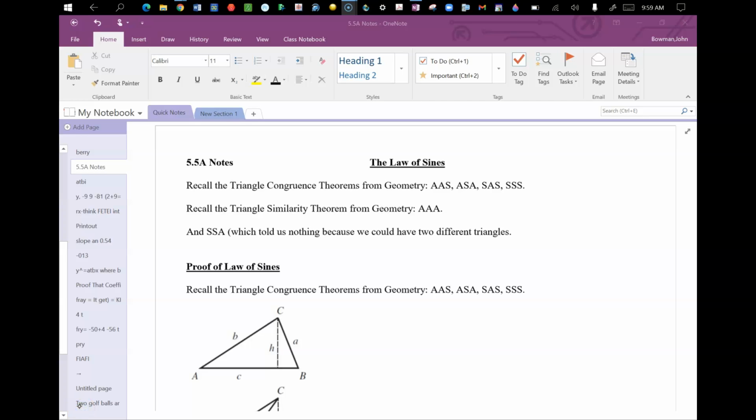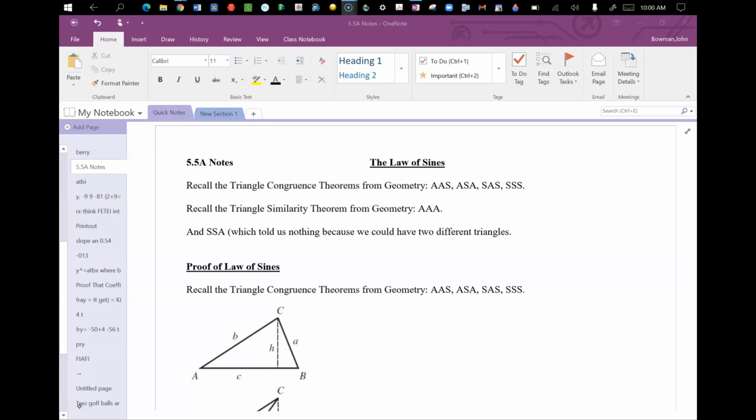Welcome back. Now that we know how to use the inverse sine and the inverse cosine functions on our calculator and the limitations of those, we are going to use those to solve triangles. And when I say solve triangles, what I mean is you are given three pieces of information about the triangle, like an angle, another angle, and a side, and you're going to solve for the missing three pieces of information. So when we get done, we'll know the measures of all three sides and all three angles.